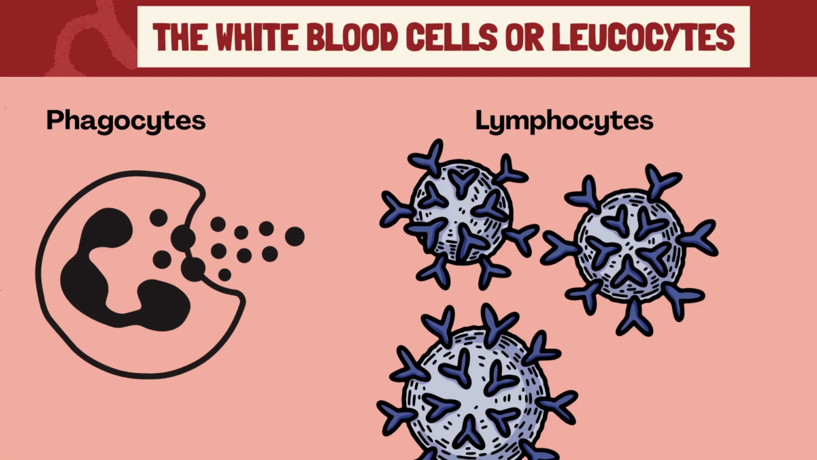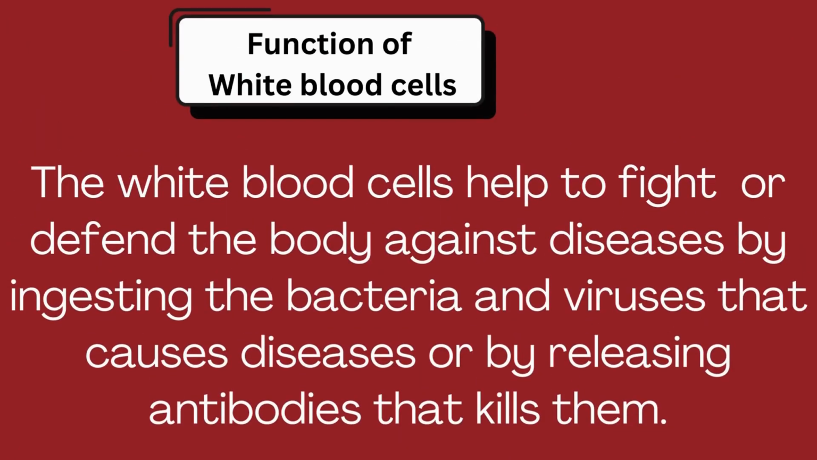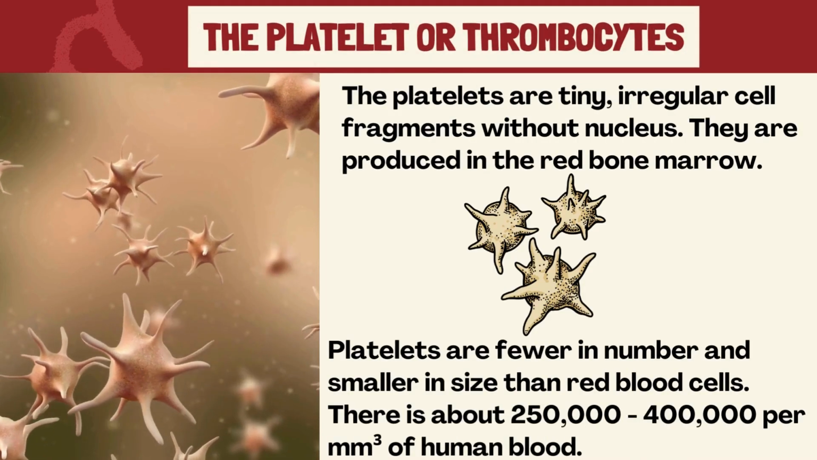The second type of white blood cell are the lymphocytes. The lymphocytes produce antibodies, and they are made in the lymph nodes. They produce chemicals called antibodies, which stick to the surface of germs and kill them. Function of white blood cells. The white blood cells help to defend and fight against diseases by either ingesting them or producing antibodies that kill disease-causing organisms.